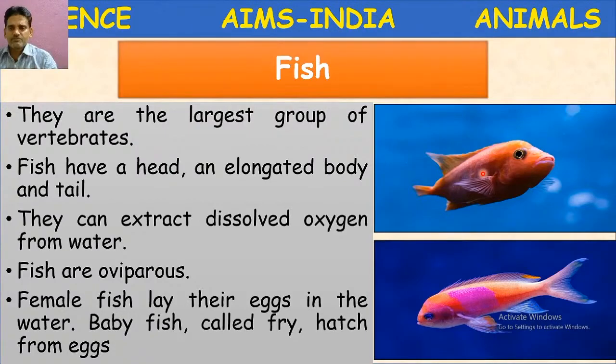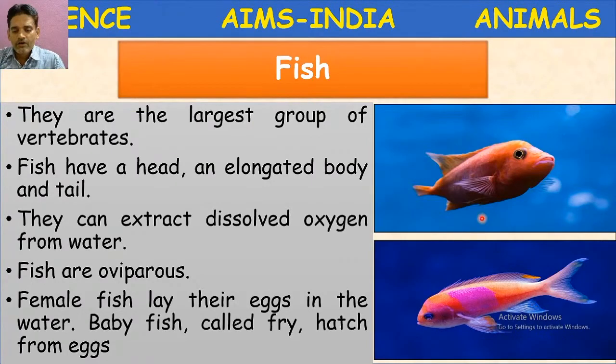Next slide, we are going to discuss the groups of fishes. Fishes are grouped into two main types. They are cartilaginous fishes and bony fishes, depending on the skeleton by which the body is framed.